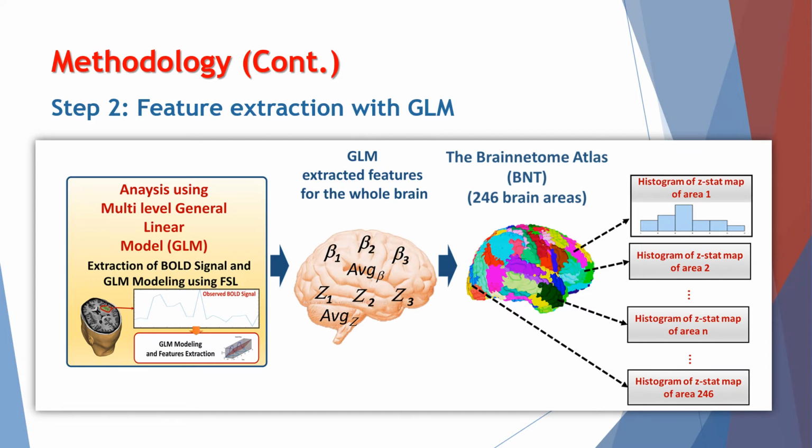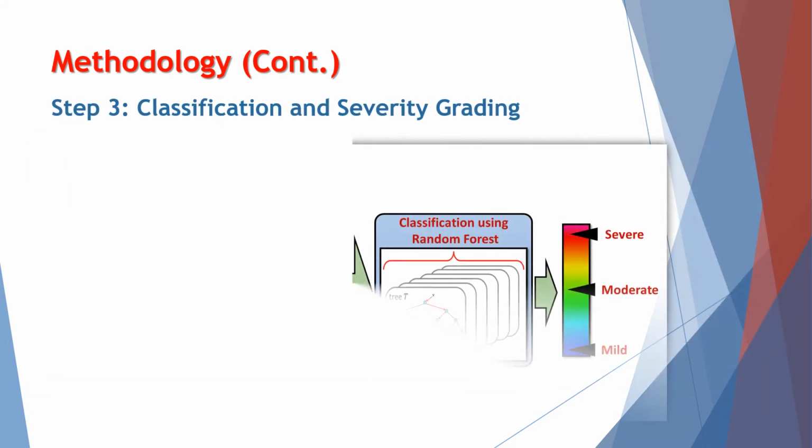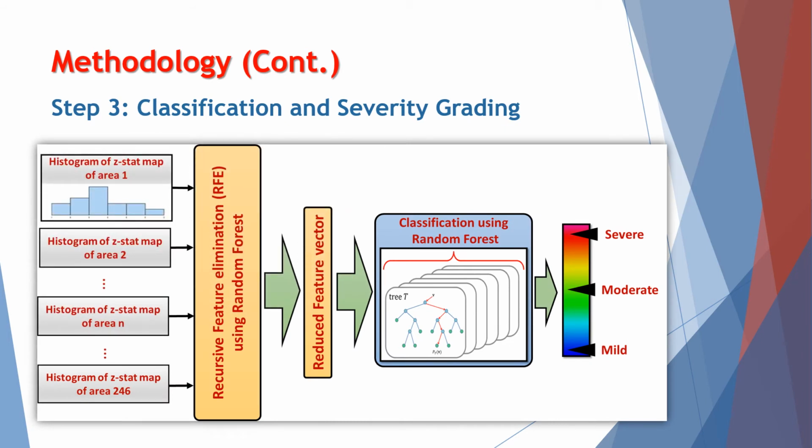In the third step of our framework, which is the classification and severity grading, we input our feature vector of 246 by 6 values to further feature elimination, using recursive feature elimination with the random forest classifier. This step outputs a reduced feature vector. We input the feature vector to different classifiers. We have tested the random forest, support vector machine, and the multilayer perceptron with different hyperparameters. The best performing classifier is the random forest.